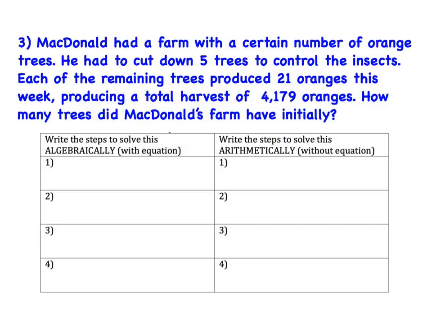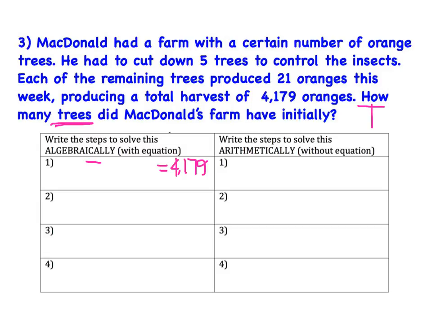So this question here, how many trees did we start with? That's going to be our variable. So I'm going to use T to represent our starting number of trees. Now I'm going to do this one a little bit differently. We know that the total needs to be 4,179 oranges. But this time I'm going to follow the story.